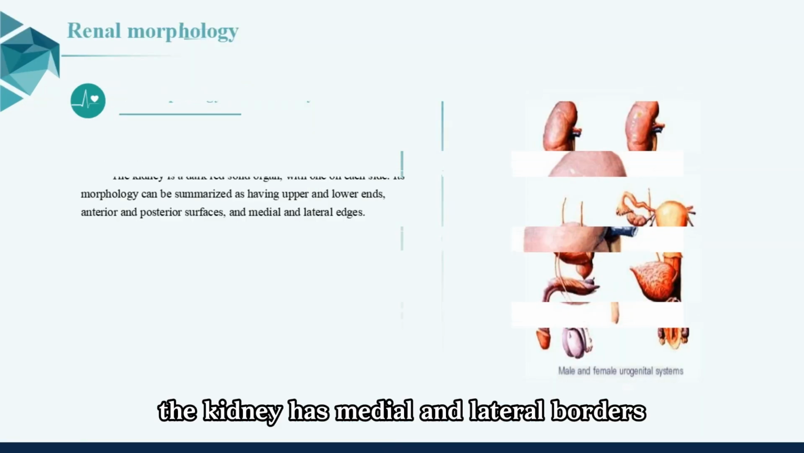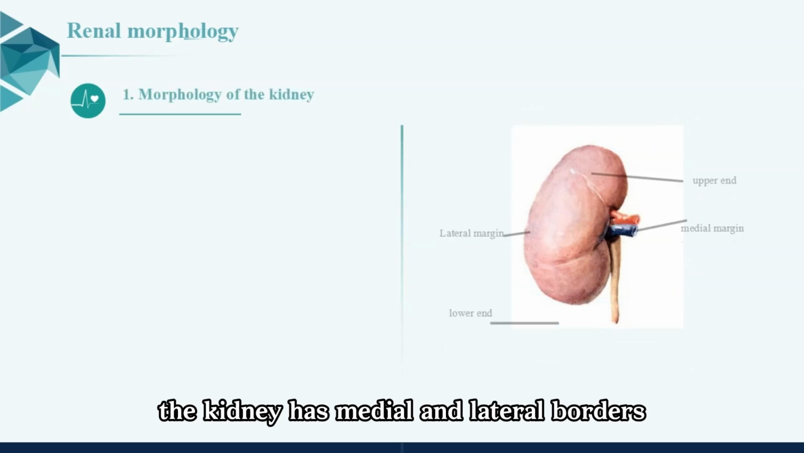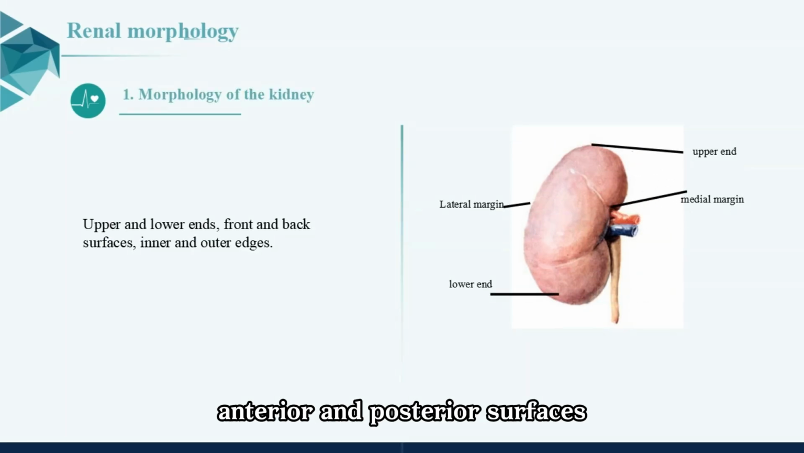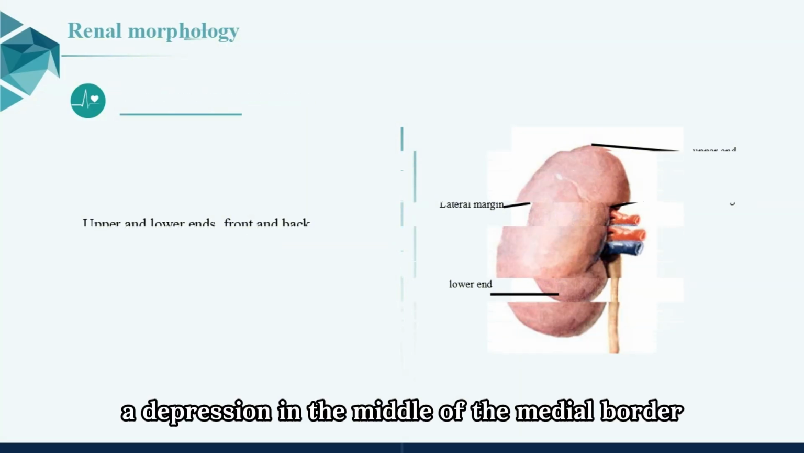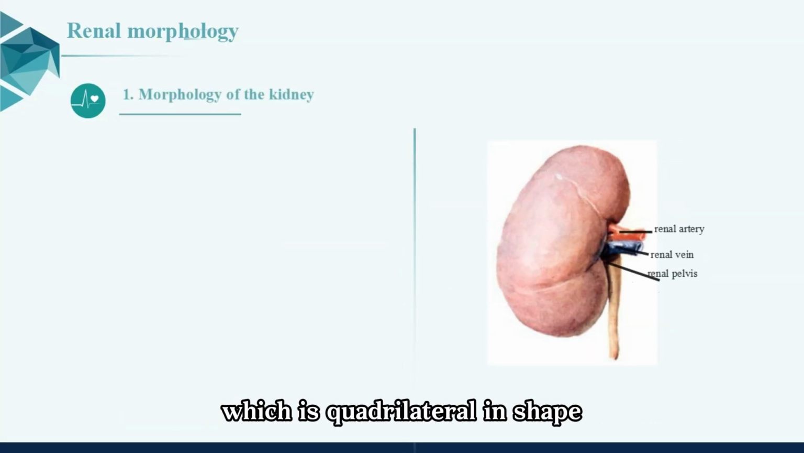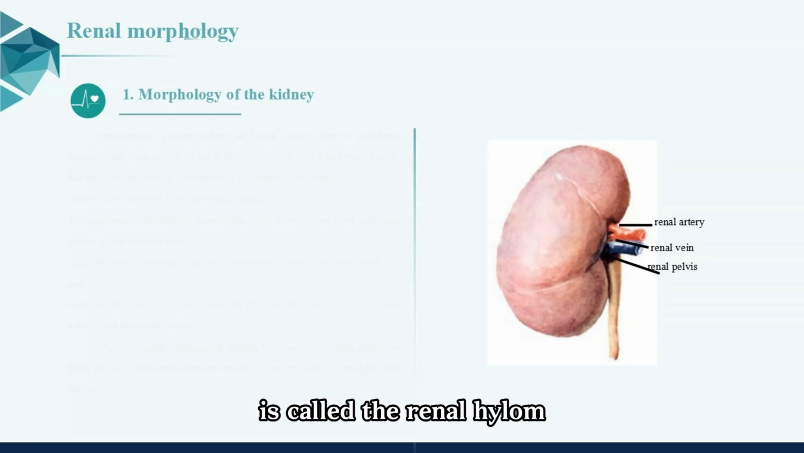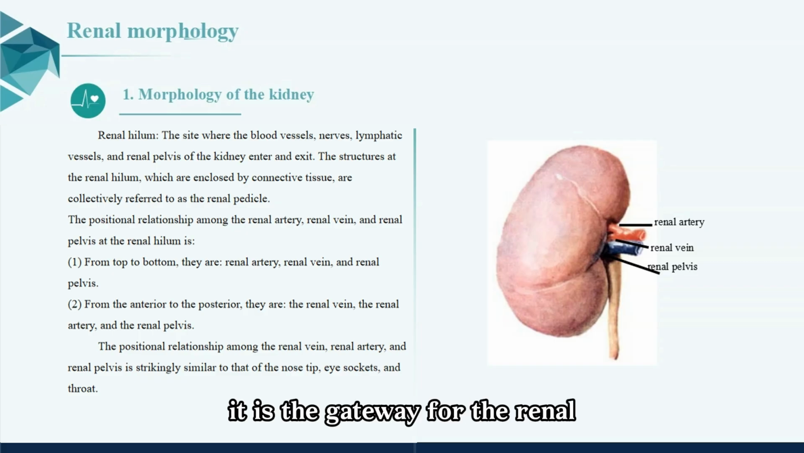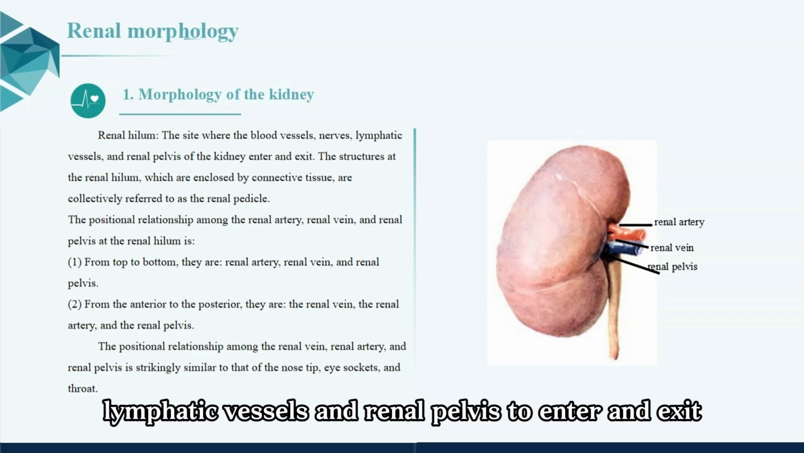kidney. The kidney has medial and lateral borders, anterior and posterior surfaces, and superior and inferior ends. A depression in the middle of the medial border, which is quadrilateral in shape, is called the renal hilum. It is the gateway for the renal blood vessels, nerves, lymphatic vessels, and renal pelvis to enter and exit.